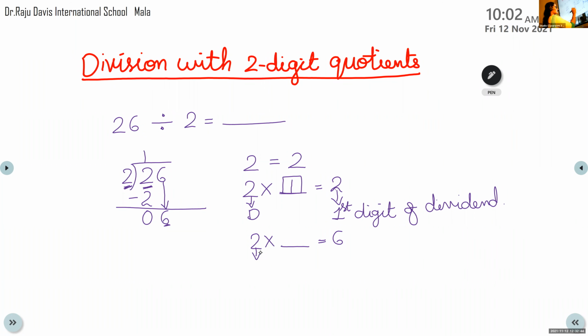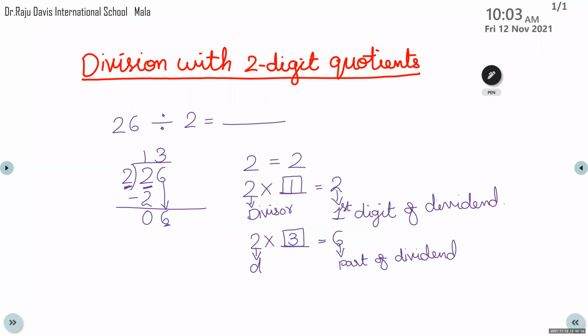From where you got this? This is the divisor. From where you got this? This is a part of the dividend that you brought down. 2 into what is 6? I mean 2 into 3 is 6. So this 3 will go as the quotient again, the middle one.